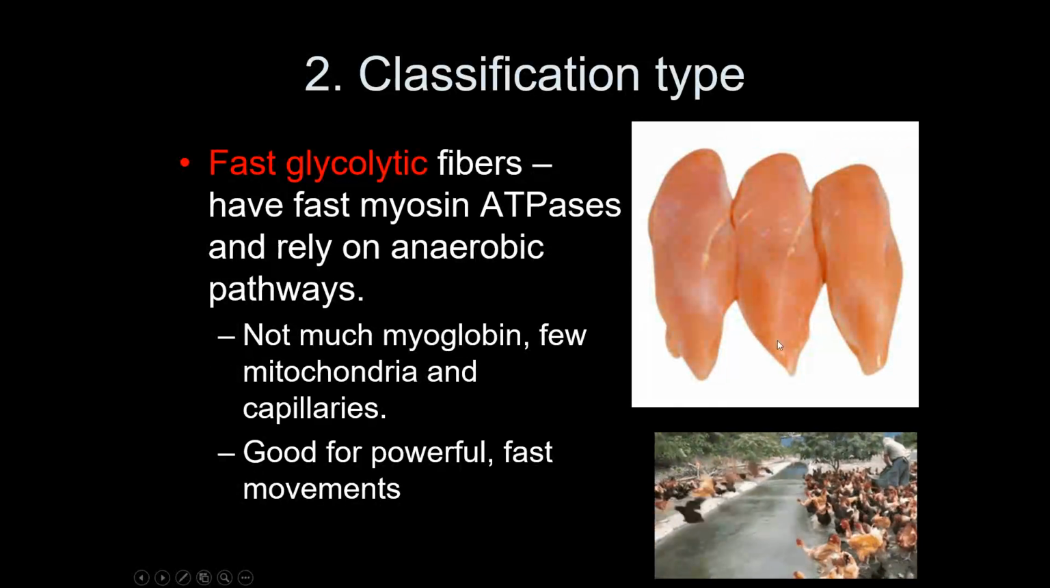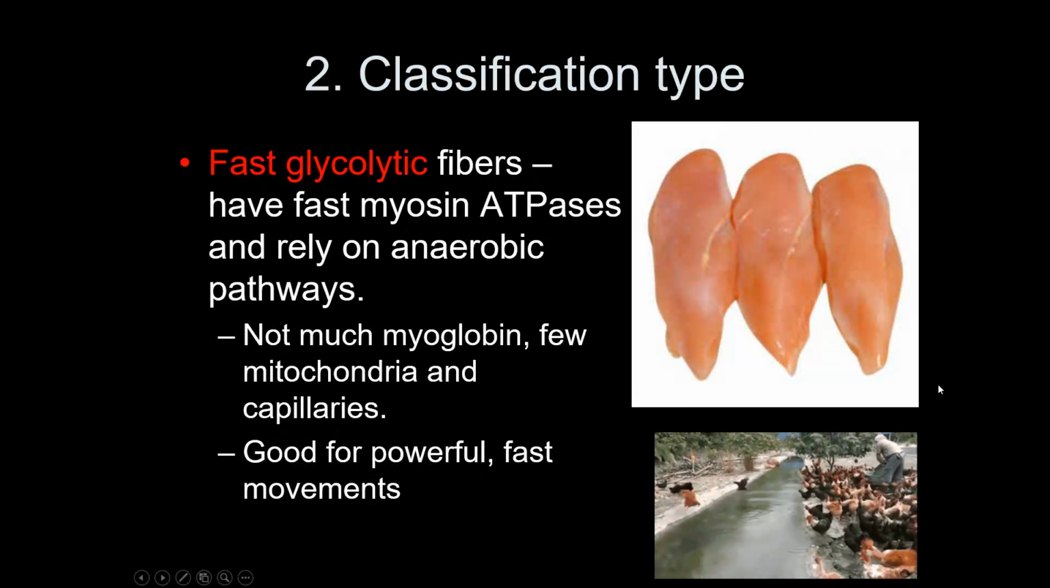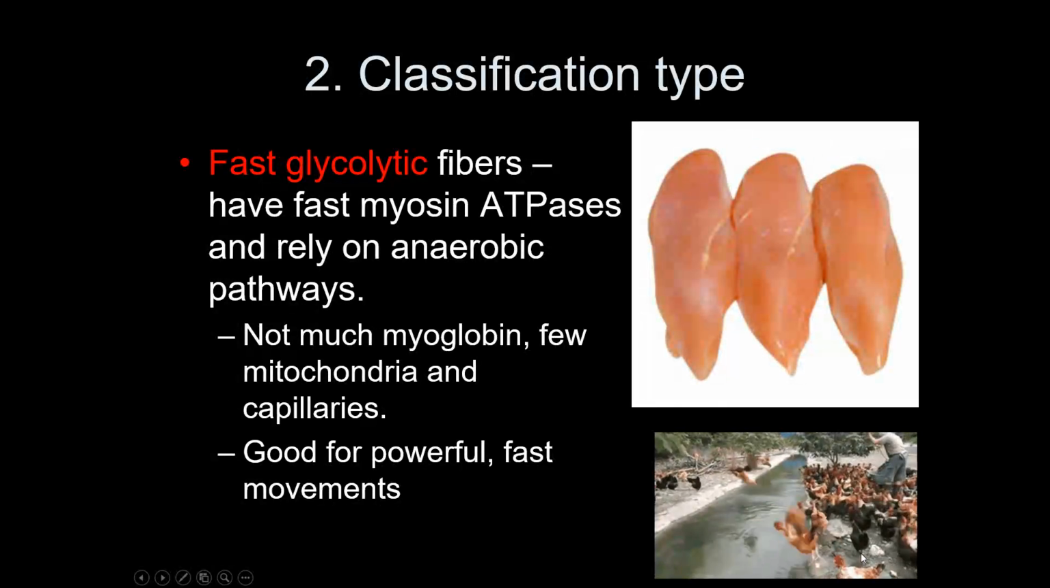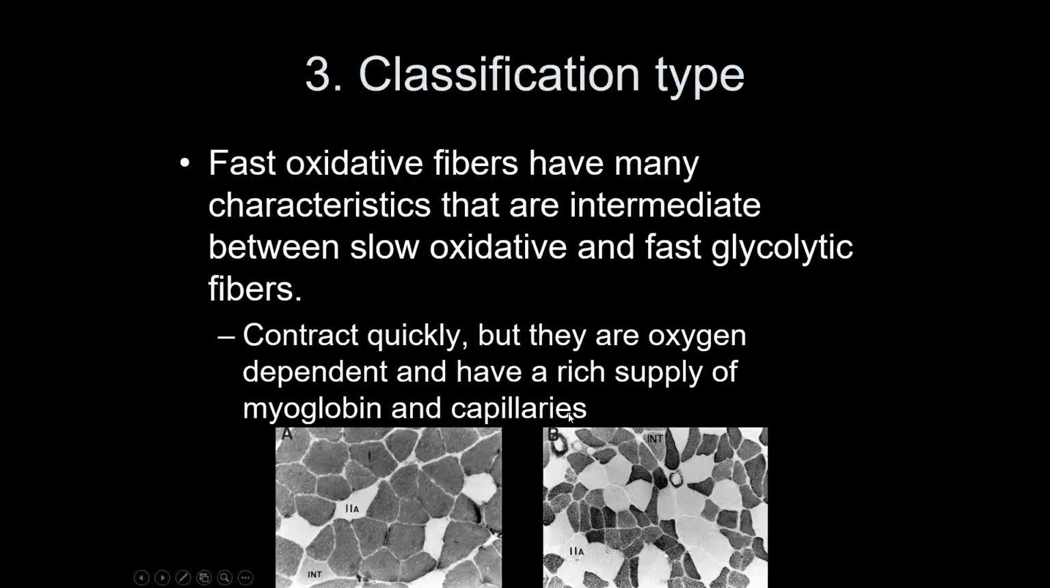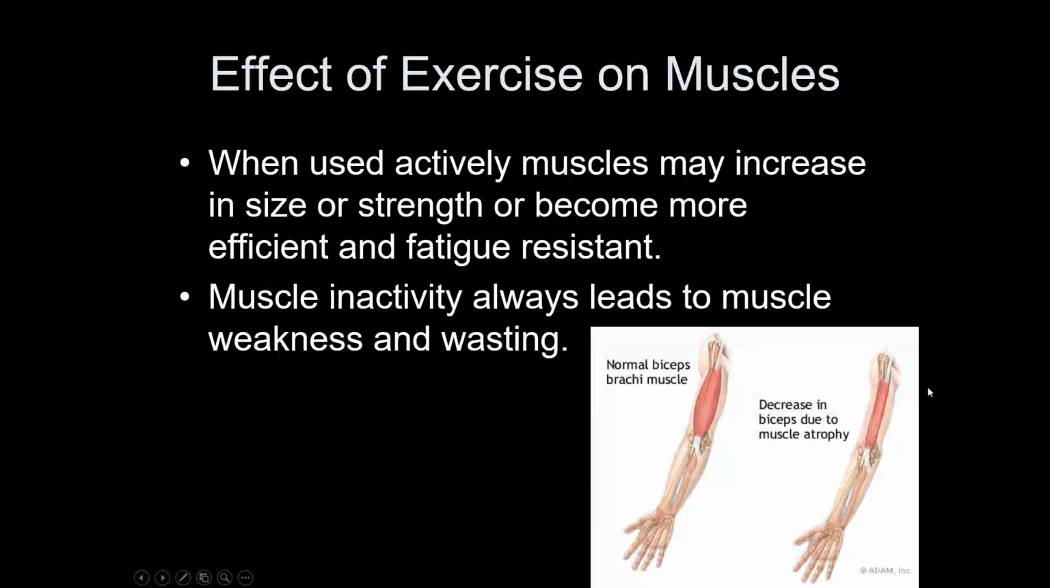And so that's why they have white meat. There's less myoglobin in there. Their enzymes are really quick, so they're powerful, but they tire out fast. There is sort of a best of both worlds scenario going on, and that's fast oxidative fibers. They've got the fast enzymes, so we can do a nice, fast, powerful contraction, but they are oxidative, so they tire out a little bit more slowly than the fast glycolytic from just a second ago.